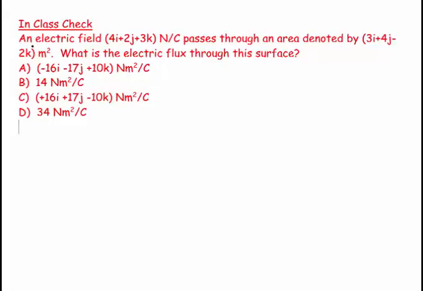Welcome. This question says an electric field that is 4I plus 2J plus 3K newtons per coulomb passes through an area denoted by 3I minus 4J plus 4J minus 2K square meters. What is the electric flux through this surface? So let's first of all visualize it.